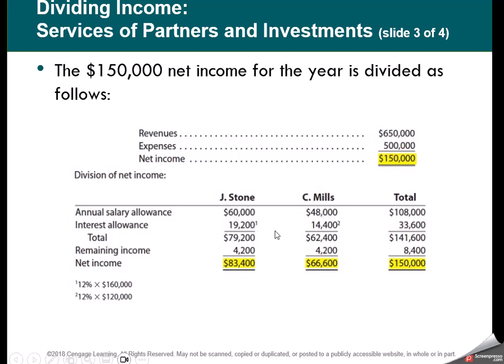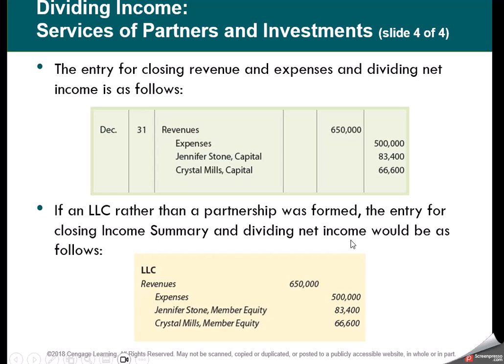Then here we calculate the interest. Jennifer had $160,000 at 12%, so that's $19,200. Crystal had $120,000 at 12%, so that's $14,400. We subtract that out. That leaves $84,100 to split, and then it's split equally. So the more detailed you can get into these splits, the more fair it is.